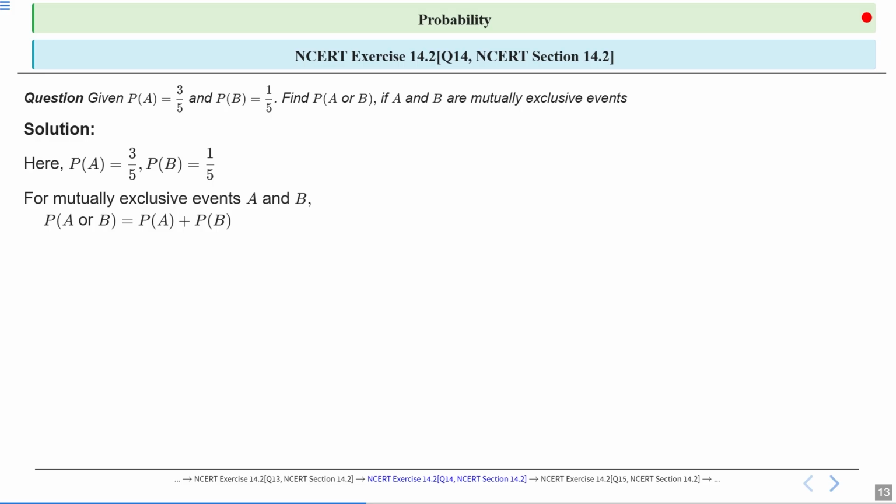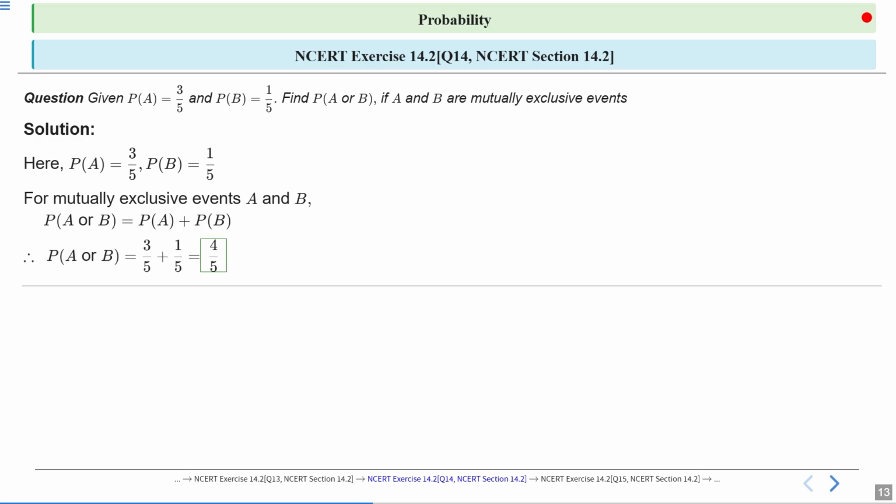And probability of A intersection B is 0. So if we now put the value of probability of A intersection B equal to 0 in the formula, probability of A or B equal to probability of A plus probability of B minus probability of A intersection B, then you will obtain this formula: probability of A or B equal to probability of A plus probability of B.